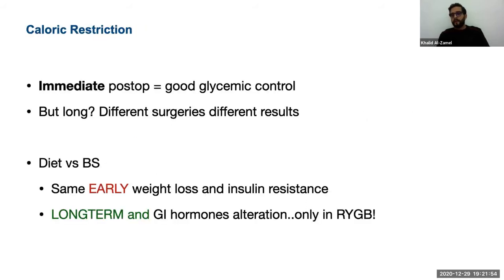More than that, even regarding the weight loss, when you compare the weight loss between diet only, meaning calorie restriction, and bariatric patients, you will find that those on diet will need triple or more time to reach the same weight loss as the bariatric patient.